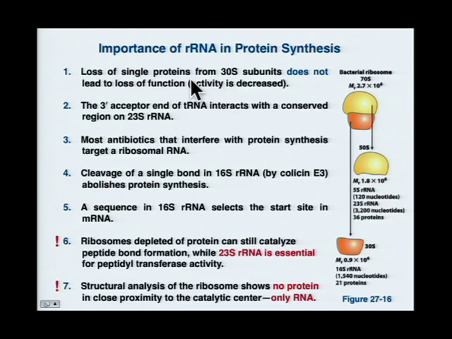So I mentioned this. They took each one of these 30 proteins away, and it could always still translate, still make polypeptide. But then they recognized that the three-prime receptor end of the tRNA, the position that's charged, is obviously going to be pretty close to where peptide bonds are formed. Well, that interacts not with a protein, but with a conserved region of 23S ribosomal RNA. Uh-oh. And then they started using antibiotics, and they said, generally, those antibiotics are interacting with ribosomal RNA.